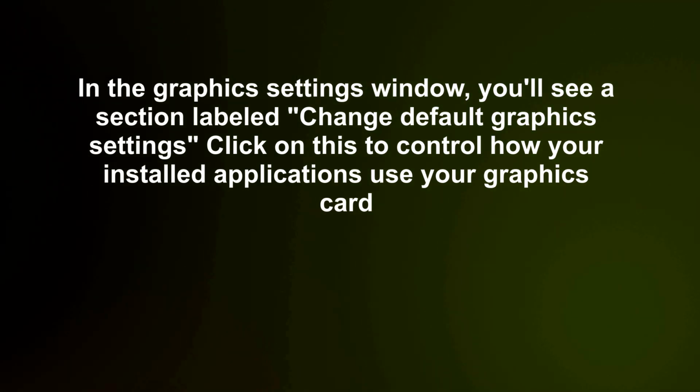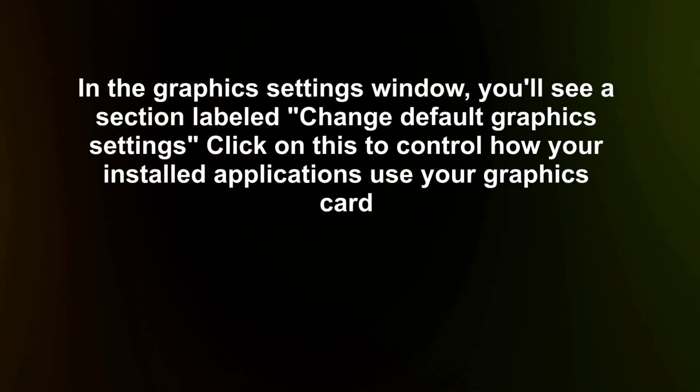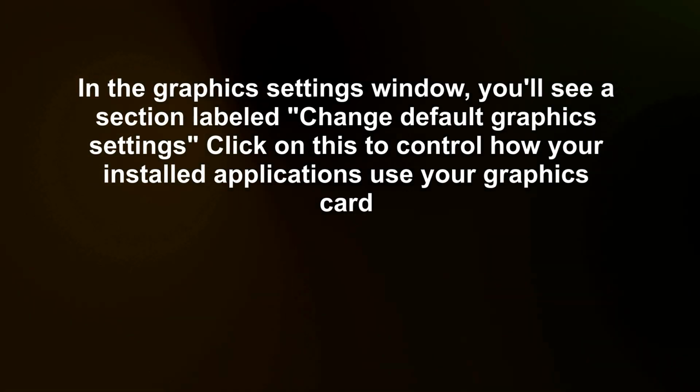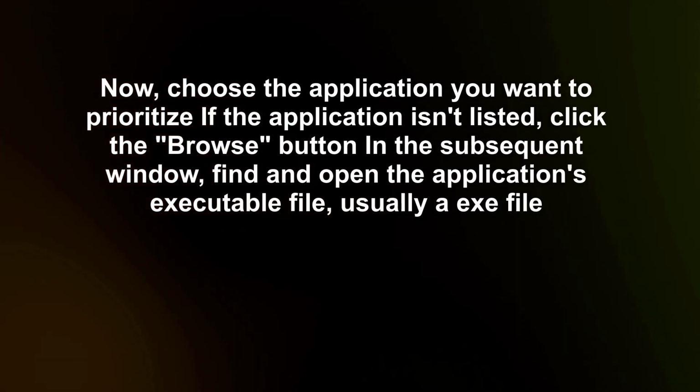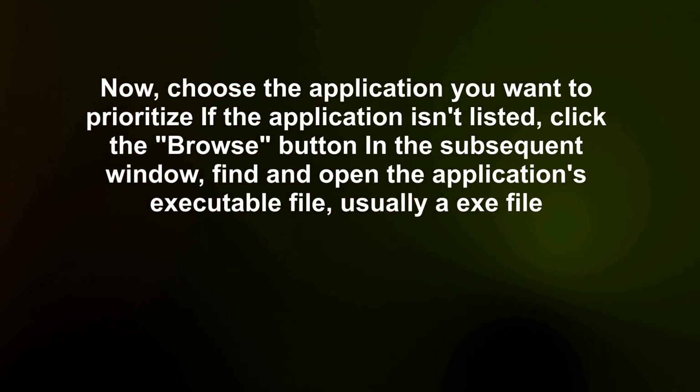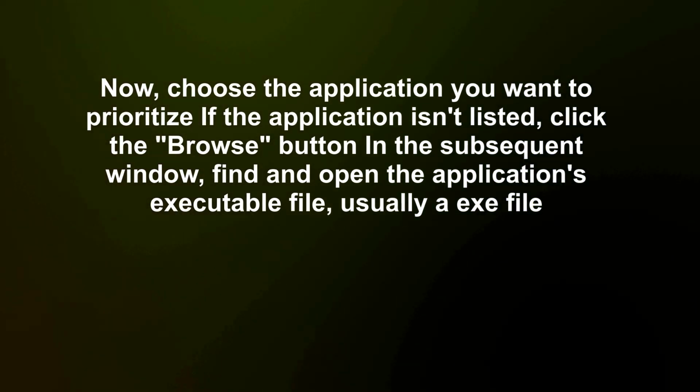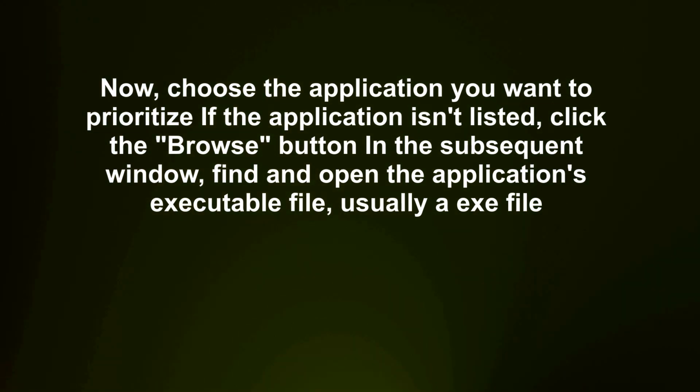In the Graphics Settings window, you'll see a section labeled Change Default Graphics Settings. Click on this to control how your installed applications use your graphics card. Now, choose the application you want to prioritize. If the application isn't listed, click the Browse button in the subsequent window.